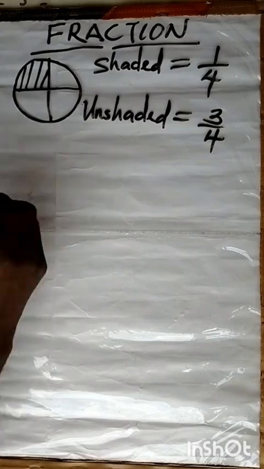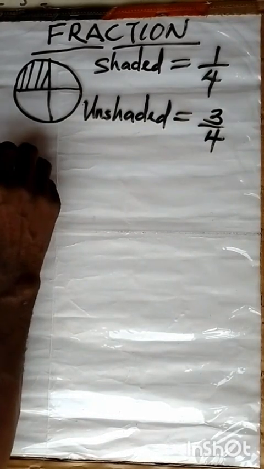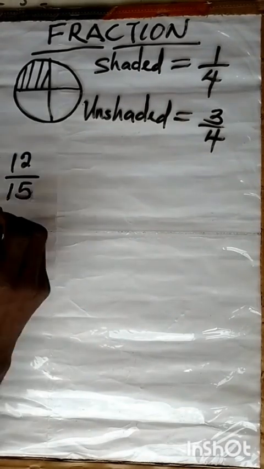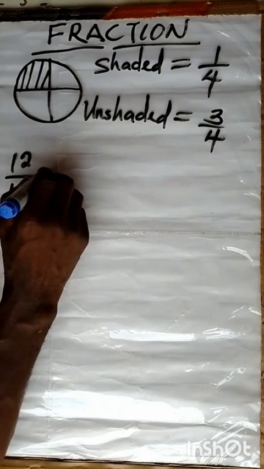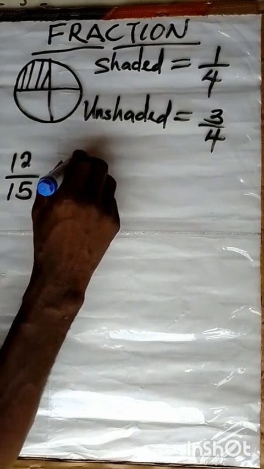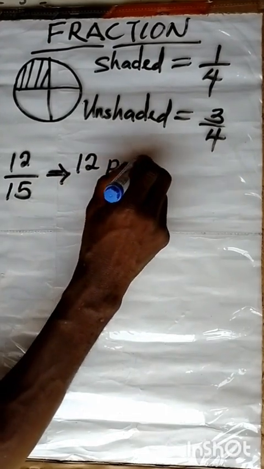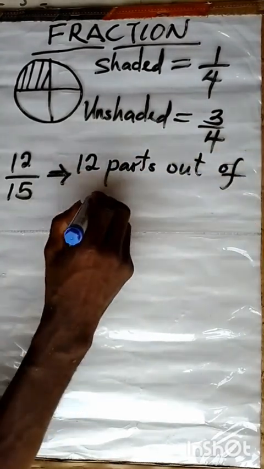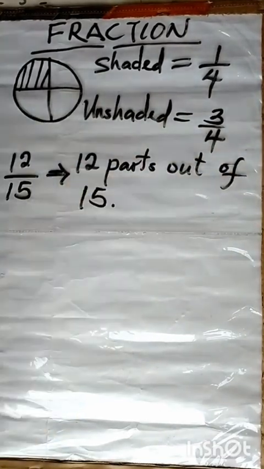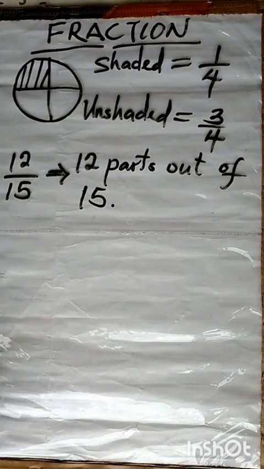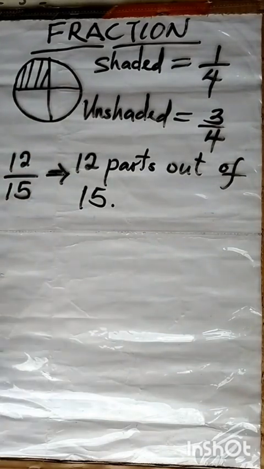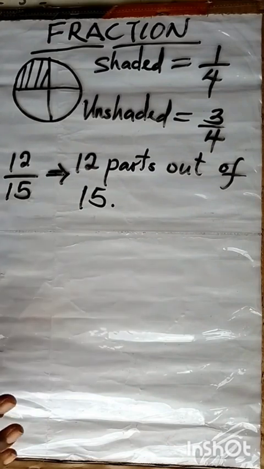Alright? So, if I have 12 over 15, what does it mean? It simply means that I'm having 12 parts out of 15. That is what it simply means. That out of 15 parts, I'm having 12 parts. That is the simple meaning of fraction.